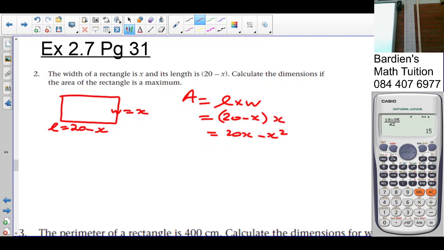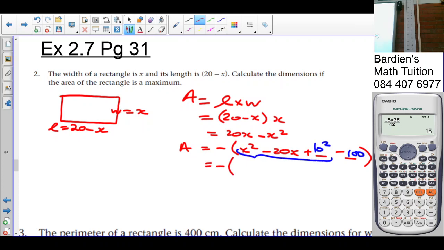So what do I do with this? I complete the square. So the area is equal to negative is common. I take x squared minus 20x plus a number minus that same number. What is the number in this case? It's going to be 20 times half, which is 10, and 10 squared is 100. Perfect square trinomial. So it's negative x minus 10 squared minus 100. If you multiply the negative in, it's negative x minus 10 all squared plus 100.